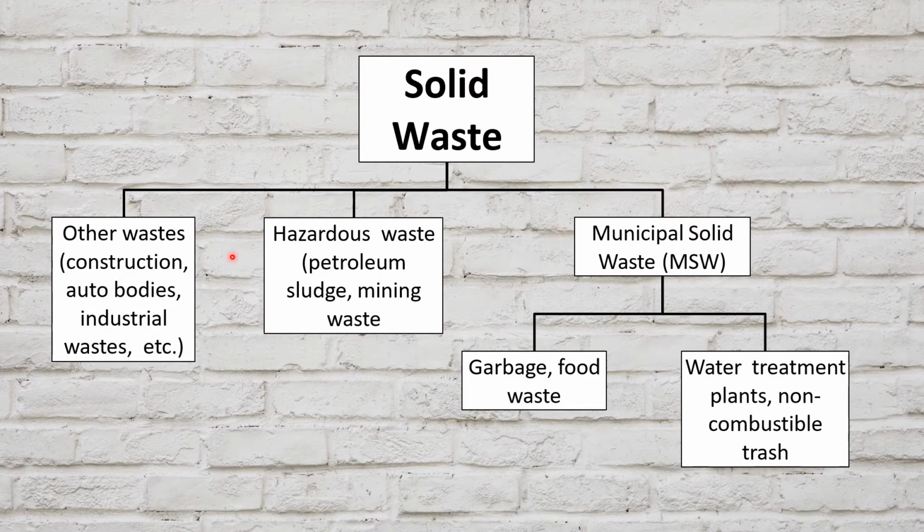We also have hazardous waste. There are various different types of hazardous waste, which I'm not going to get into today. And then there is also other waste. The construction industry, we've already said, has a lot of waste. We have auto bodies, so that's cars and things, or industrial waste. Here you see we've already mentioned industrial waste as one of the subcategories as well.